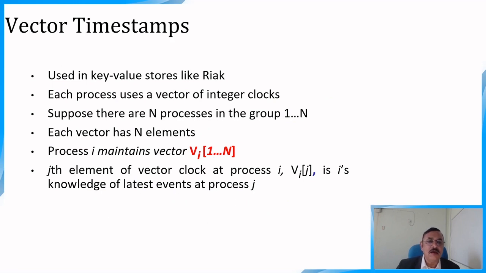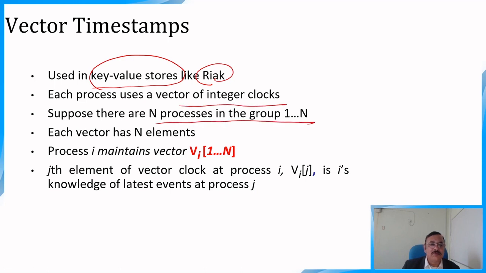Now, coming to the vector clocks, which are used in key-value stores such as Riak. Each process uses a vector of integer clocks. Suppose that there are n processes in the group, then each vector has n elements. So process i maintains the vector Vi from 1 to n. The jth element of the vector clock at process i is i's knowledge of the latest events at process j.